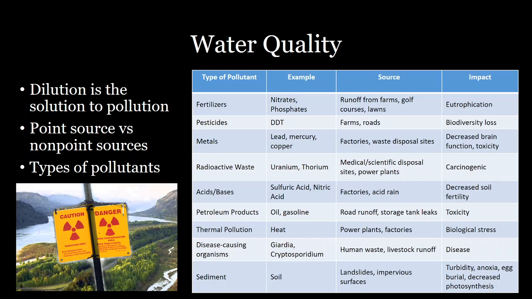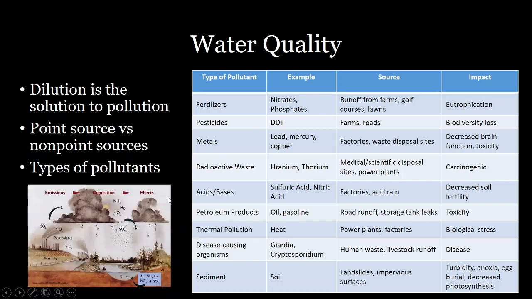Next, we have radioactive waste. So power plants, scientific or medical facilities can have radioactive waste that they need to get rid of or store somehow. And while there's usually facilities that take careful care to make sure that it doesn't get out into the environment, there's always some amount of leakages that can occur. So you can have uranium and thorium getting into the water supply. And that's really important to monitor because radioactive waste is a carcinogen and can cause cancer.